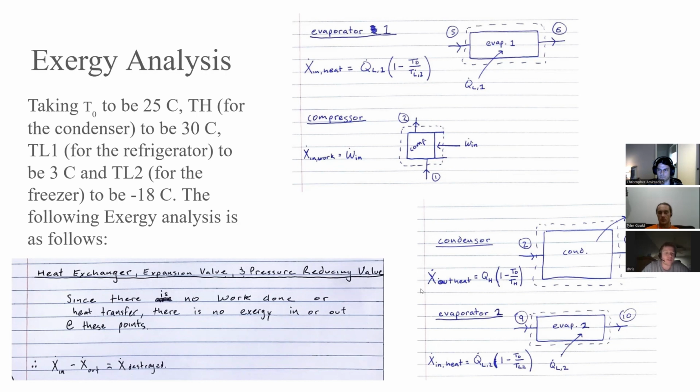So when we look at the heat exchanger, expansion valve, and pressure reducing valve components of our system, because there's no heat transfer occurring going inside these components or outside the components in relation to the actual system, as well as no work being done on these components, we can infer that there's no exergy going in or out at these points as well. So again, once we have those exergy in and exergy out values, we can use that to calculate the total exergy destroyed, which I will show you on this next slide.